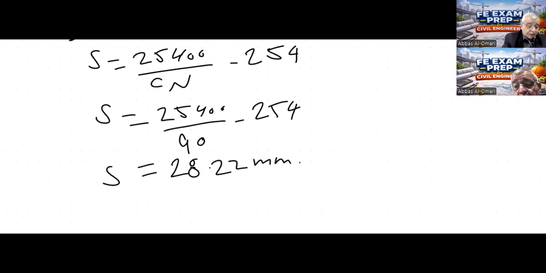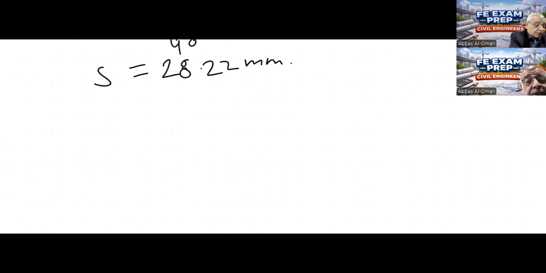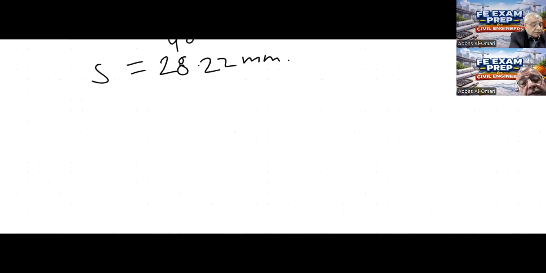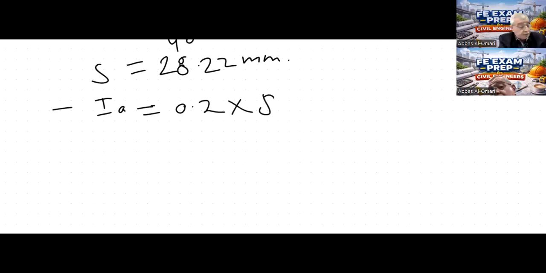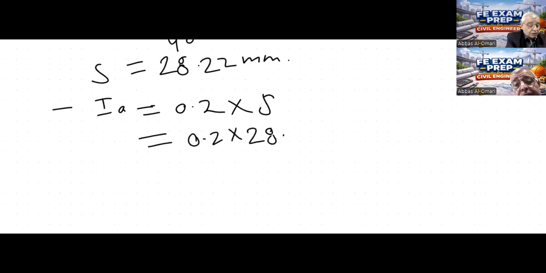Now the second step, we determine the initial abstraction. So initial abstraction equals 0.2 multiplied by the storage. This is an assumption in the curve number method. So initial abstraction equals 0.2 by 28.22, which gives us initial abstraction equals 5.64 millimeter.